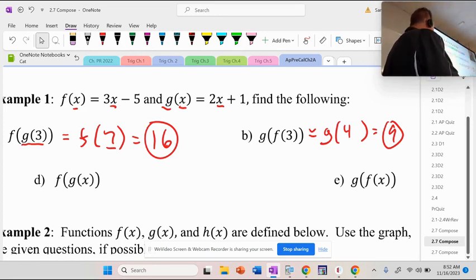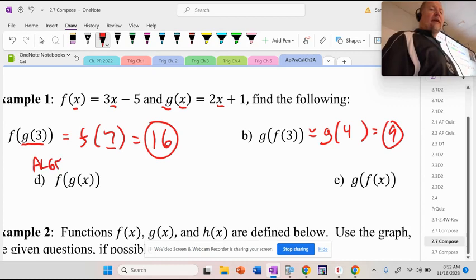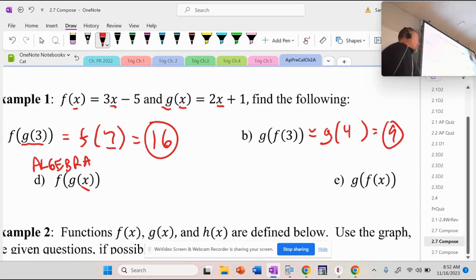But this one doesn't have a number. So now these are what I would consider algebra questions. Your answer at the end will be in terms of x because I don't have a number there. So since I don't have a number, I can't evaluate g of x. So what this means is I'm literally inserting one function into the other, which is also called substitution, not subtraction.